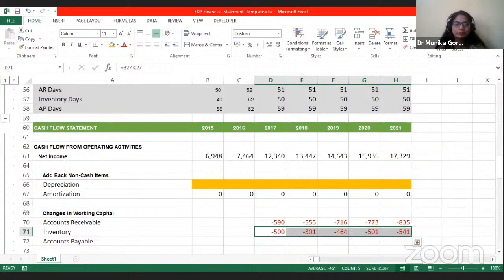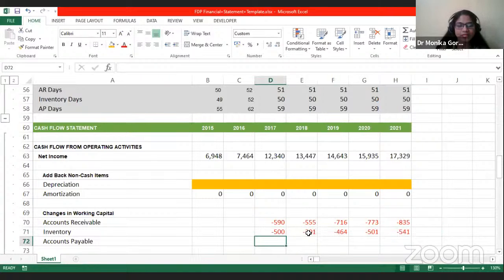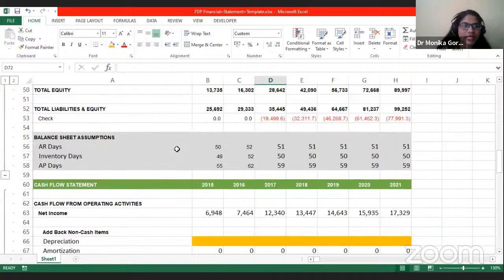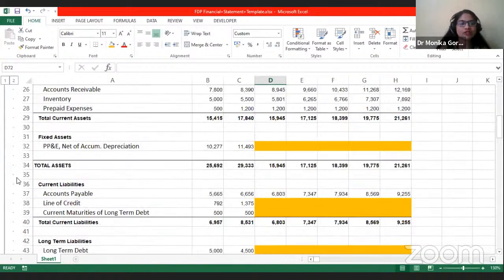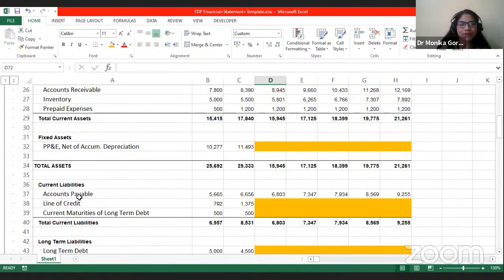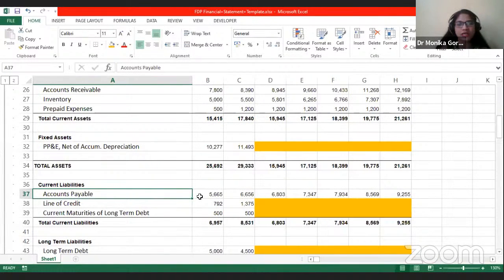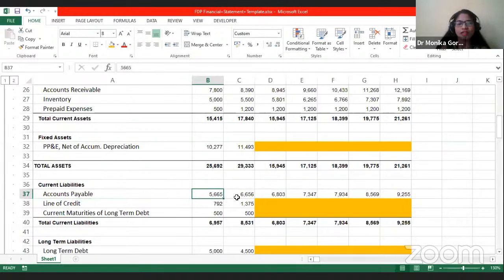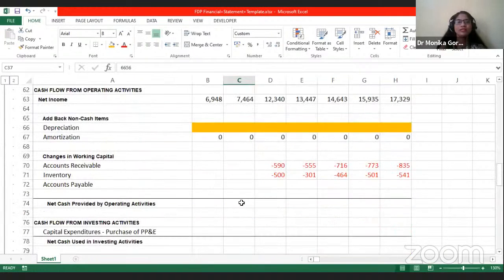And the formula will automatically get pasted. Same thing applies over accounts payable, where I'll get accounts payable in my current liabilities. Accounts payable, previously it was 5,665. Then accounts payable has increased to 6,656. So I'll do the same thing.